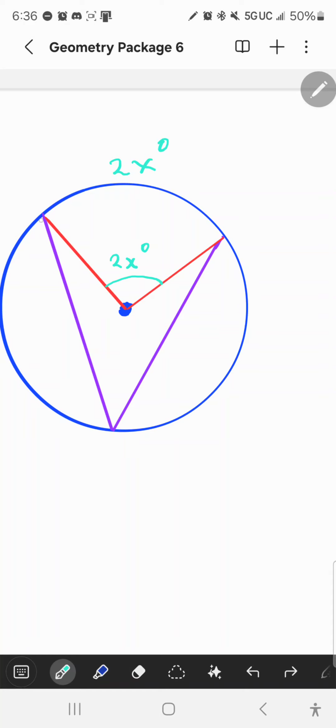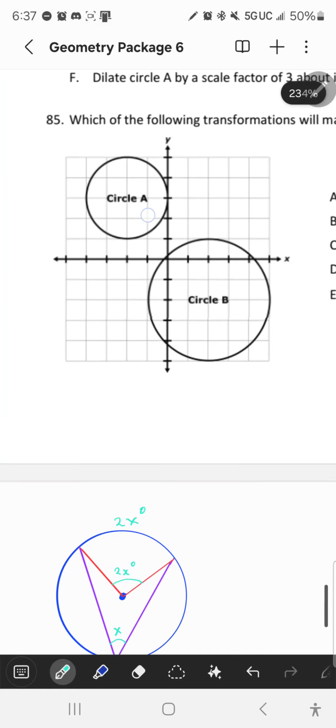Now, the relationship with this angle, with this right here, is different. This will be x. Why? Because the angle is half the arc, or you can say the arc is twice that angle. So this is basically the relationship between them.